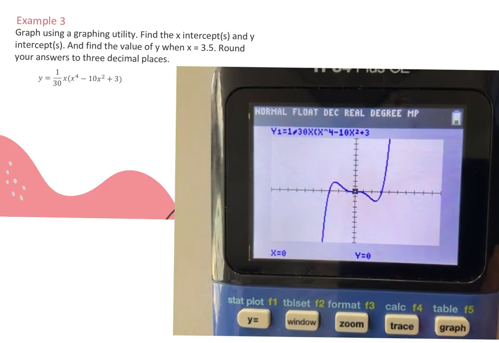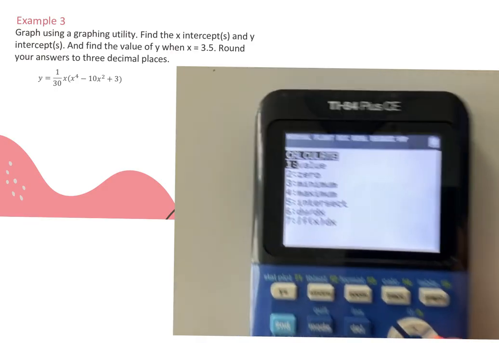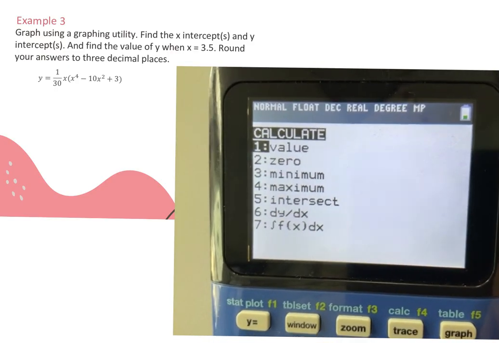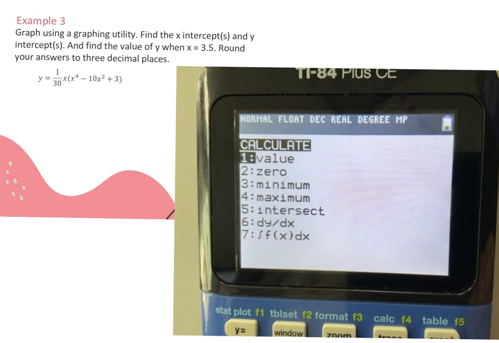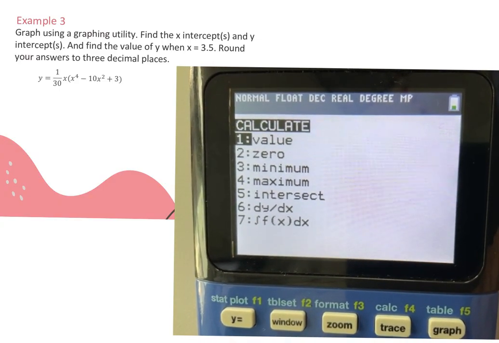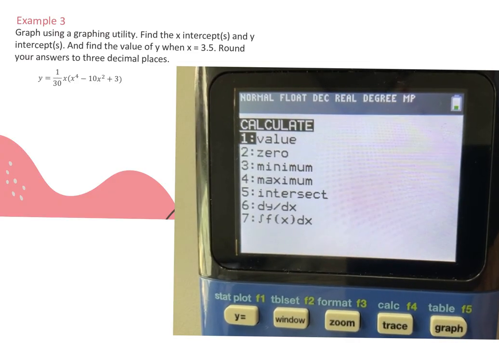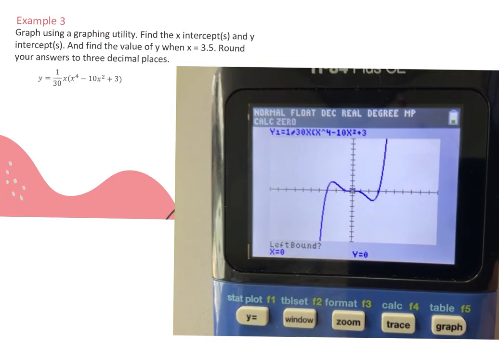If you don't land on it perfectly, then we're going to use the second trace menu. This menu is probably the menu we use the most for graphing because it will get you a value, it will get you a 0, it will get you your min, your max, and eventually we'll get to intersect. So the 0 is the same as the x-intercept. I'm going to go to 0.